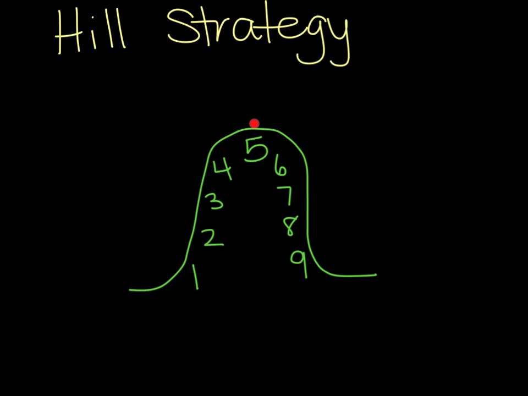Now, 5 is tricky, and we will talk about the rule for 5 in a minute, because really, at 5, it could roll either direction. But we'll talk about that rule in a minute. Okay, so you have your hill. So we are going to use it to round a number.